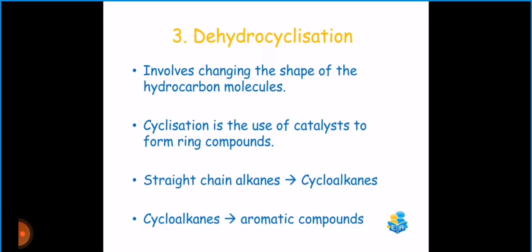Another way to increase octane number is dehydrocyclization, and this involves changing the shape of your hydrocarbon molecules. So cyclization is the use of catalysts or it could also be a cycloalkane going to an aromatic compound.